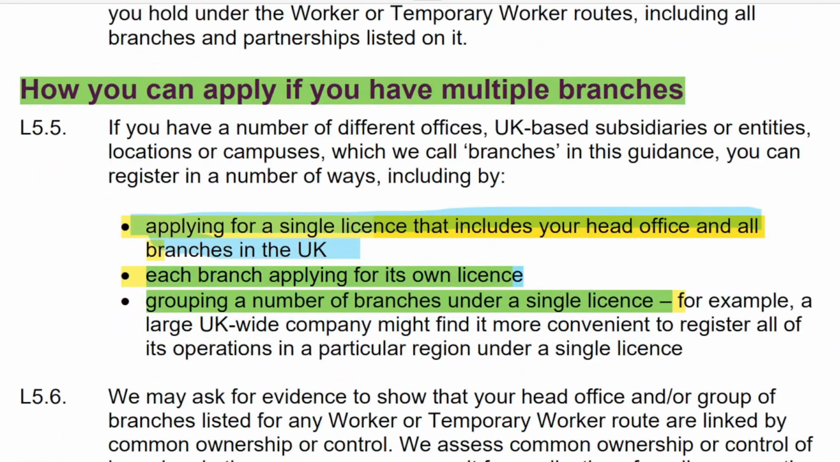Now let's discuss the branches. If you have multiple branches, what do you need to do in that case? The Home Office guidance says how you can apply if you have multiple branches.